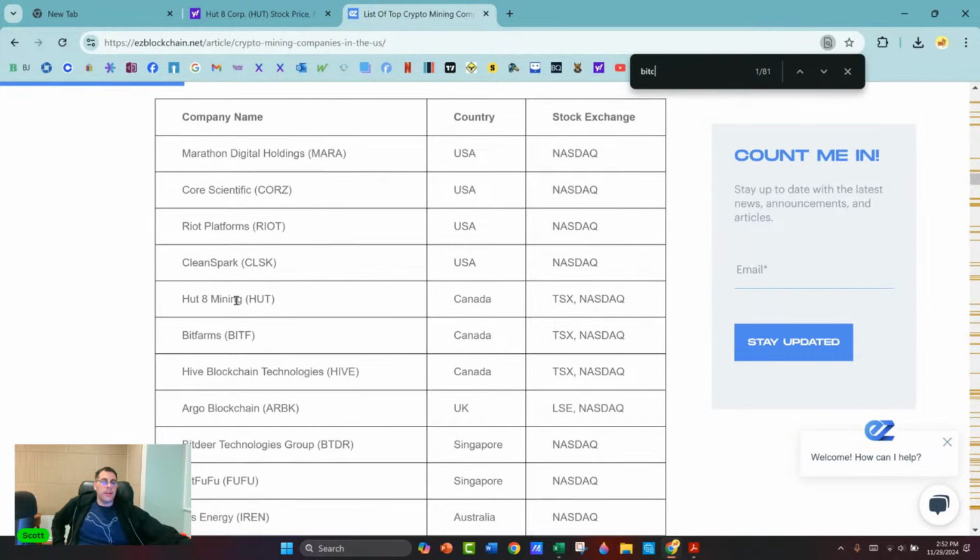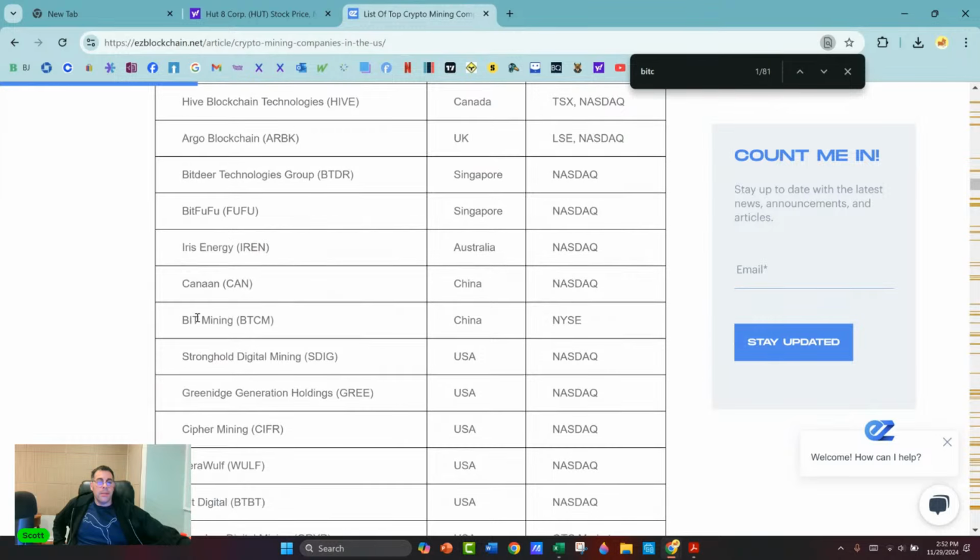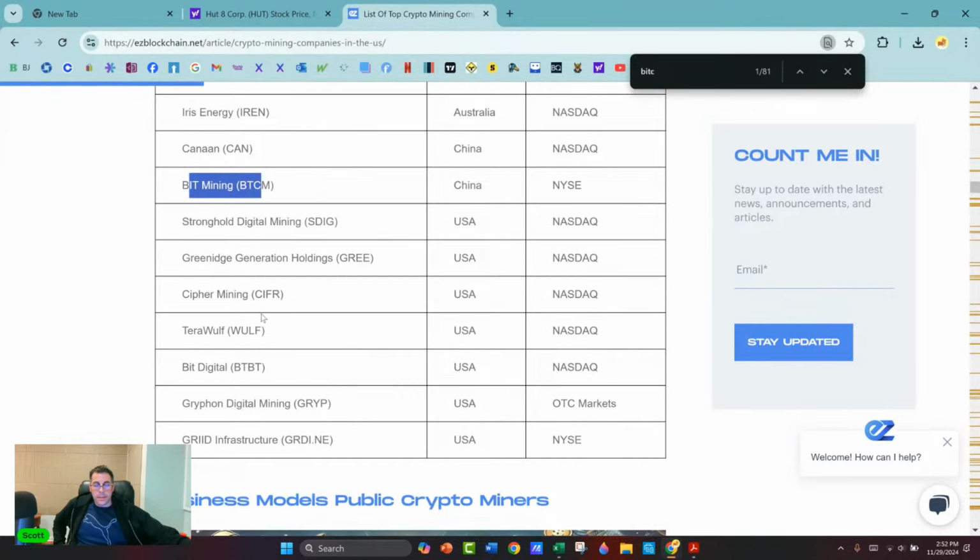Marathon Core, Riot, CleanSpark, HUT 8. They probably changed their name. That's probably why I can't find it. Bit mining? No, I don't think that was it. TerraWolf.